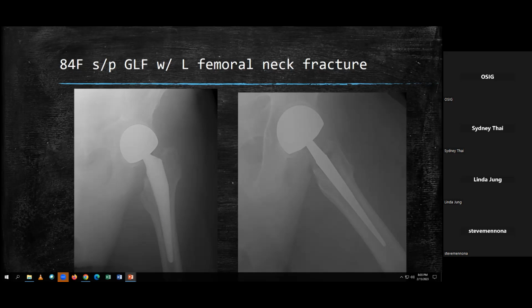Especially in the older patient population, a lot of the literature says if you're really old, you have osteoporosis or osteopenia, you should consider cementing these patients because you're less likely to cause a fracture.